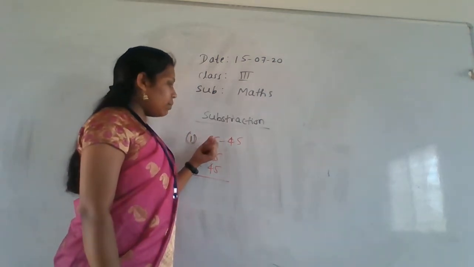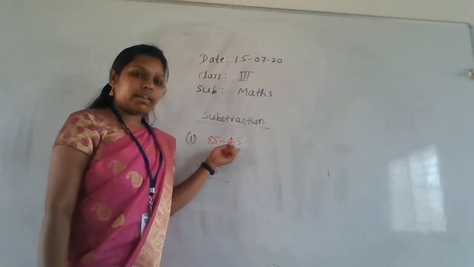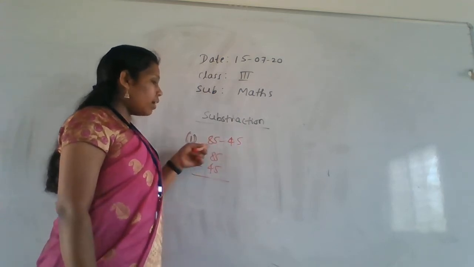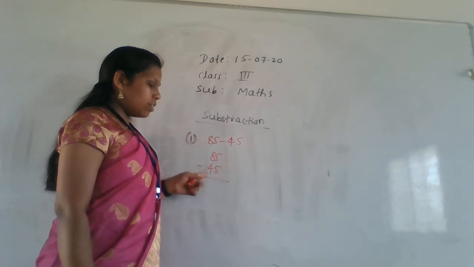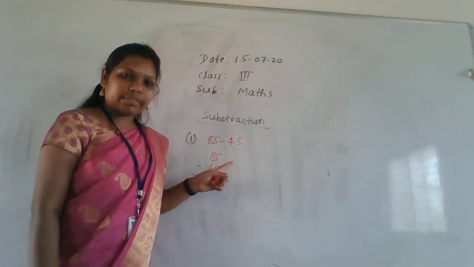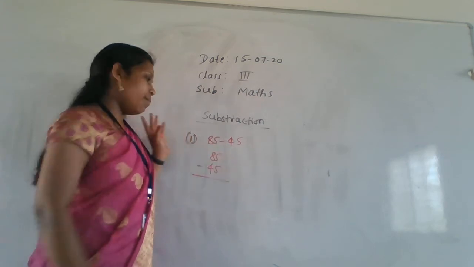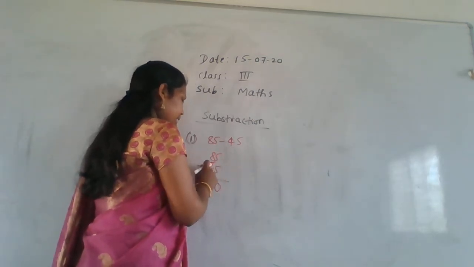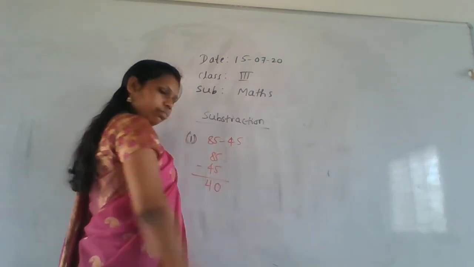Only in bigger numbers we have to subtract the smaller values. So first you always have to write the bigger number. Next you have to write the smaller number. Otherwise it will not subtract. 5 minus 5 is 0. 8 minus 4 is 4.